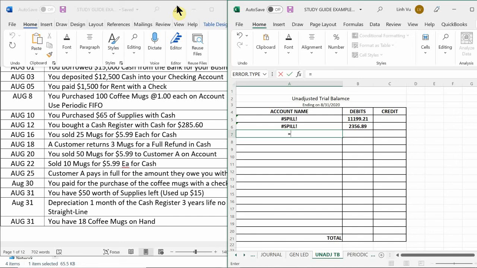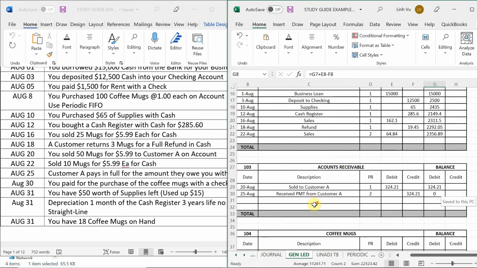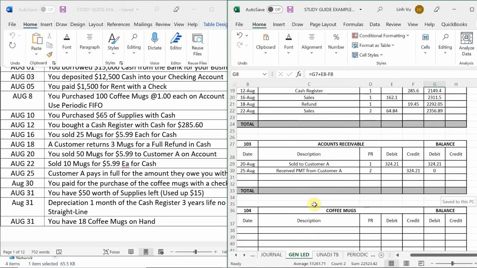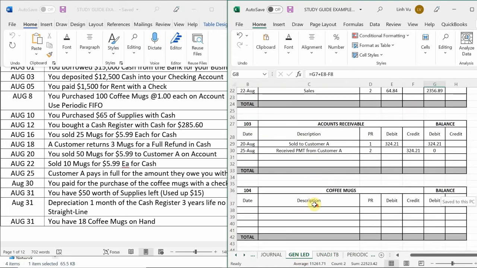What account is next? Oh, okay. Guess I have to type it all in. Checking, cash. What account is next? I think it's accounts receivable. There's nothing there, right? Accounts receivable, 0 balance, so we don't need to put it in there. What's next?